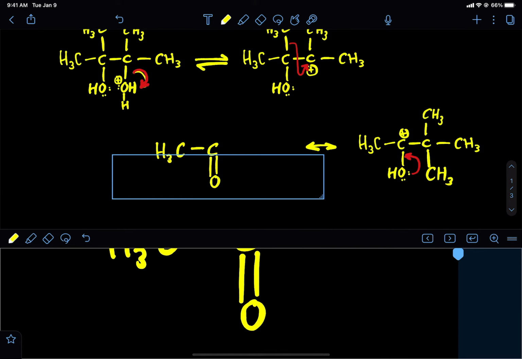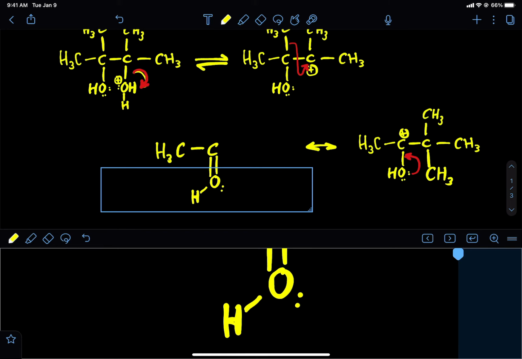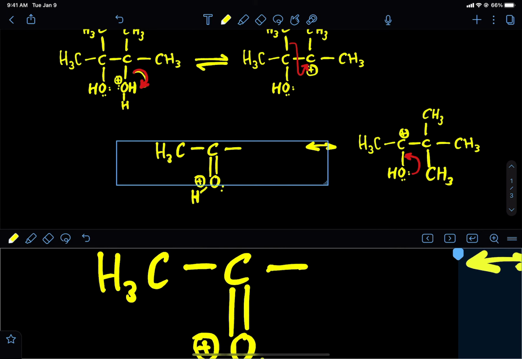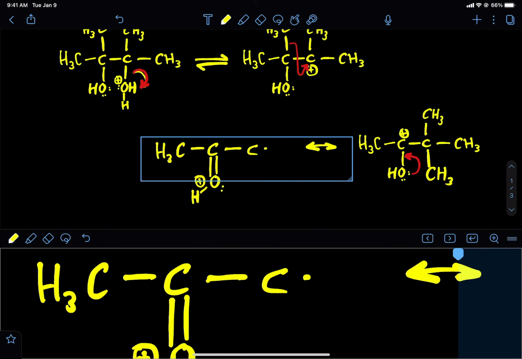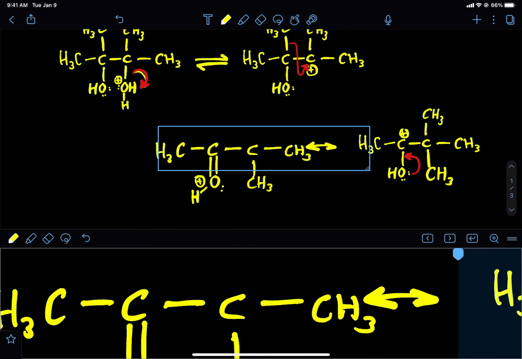Then we get the C with the double bond O. Don't forget that that oxygen still has the H on it. It's got one lone pair now, and therefore the positive charge is on the O, and then the C with our three methyl groups.